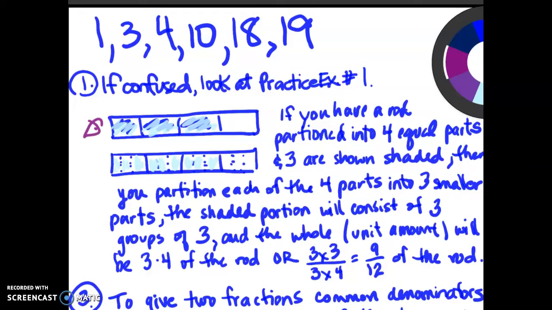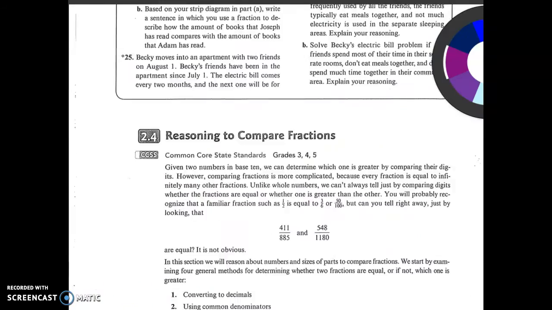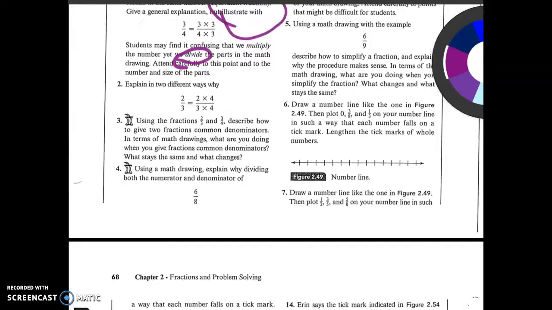So let's rely on our definition of multiplication here. We can see visually that we have 3 groups of 3, and that the whole amount, or our unit amount, is now 3 groups of 4. So if you have 3 groups of 3, you have 9 parts, and 3 groups of 4 of the same rod partitioned gives you 12 parts. And so the size of the whole doesn't change, yet we are looking at what happens to the number of parts.